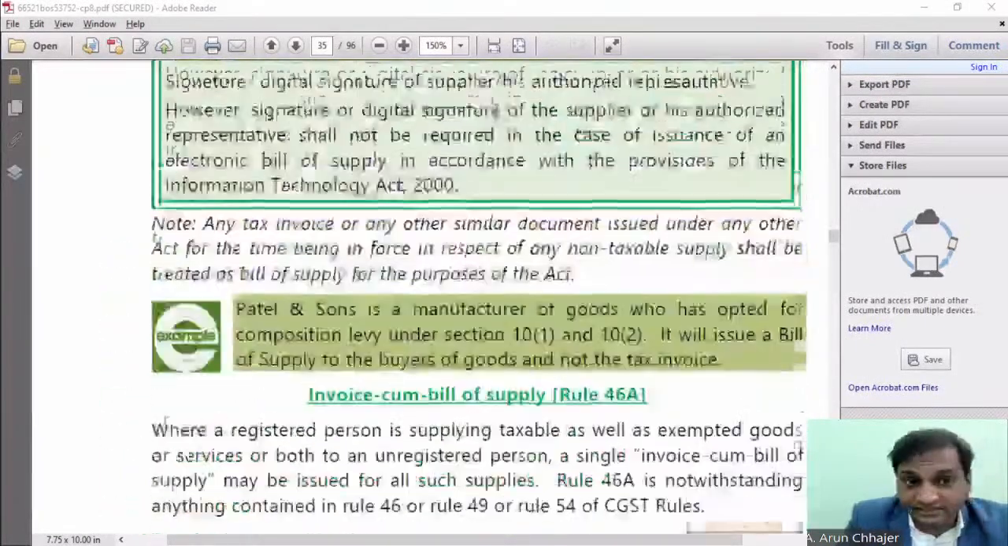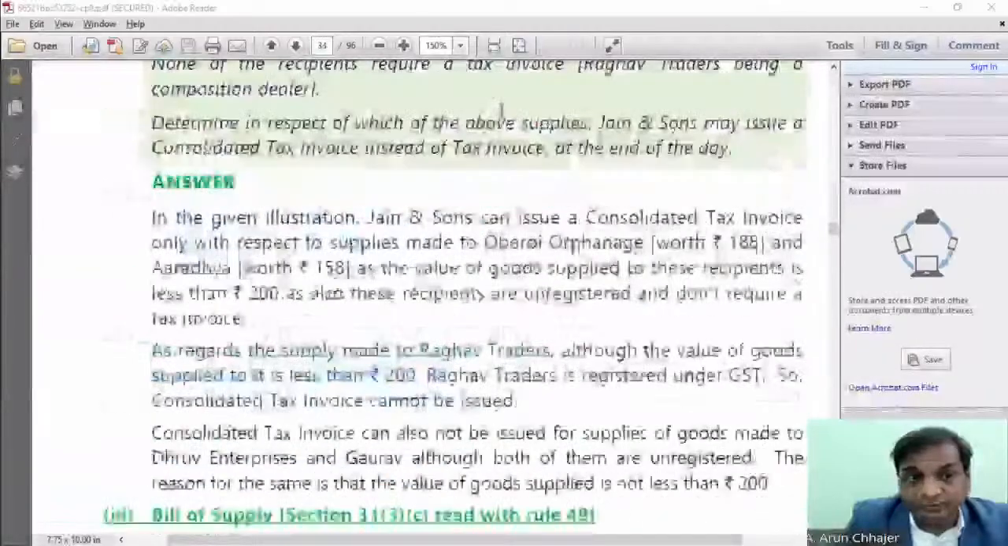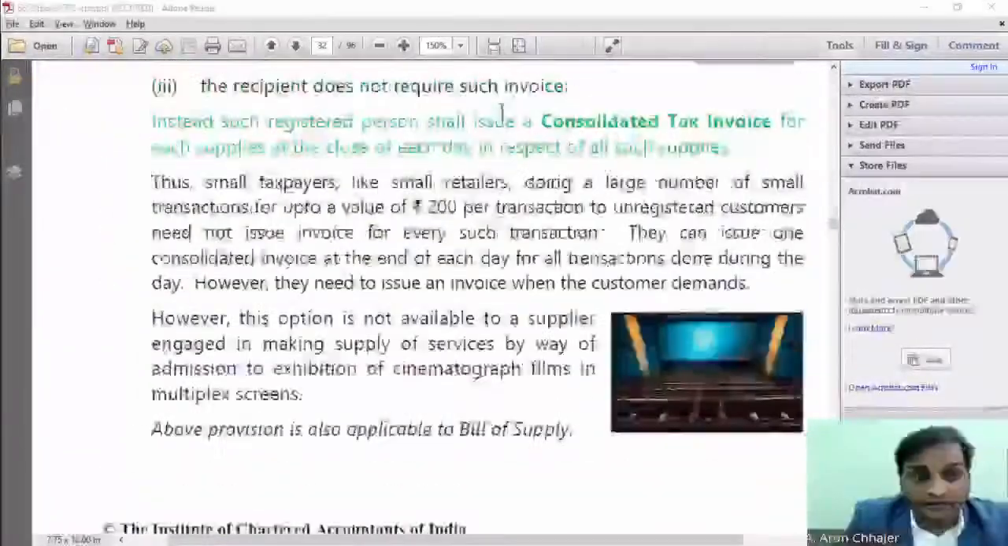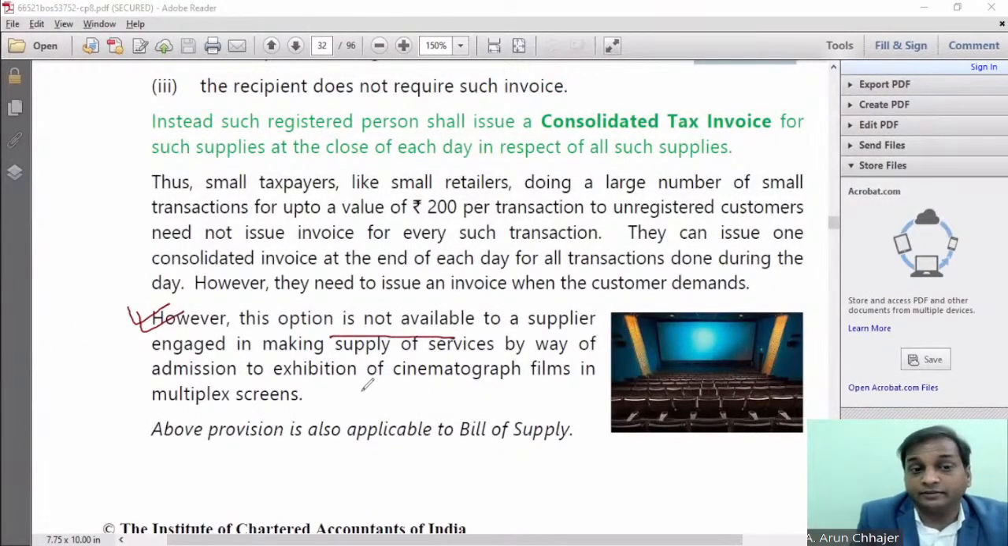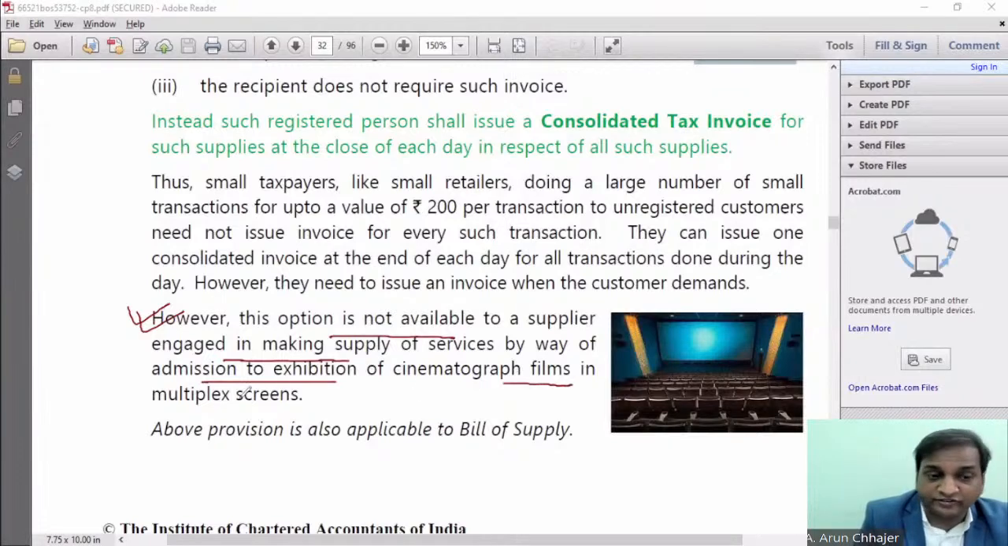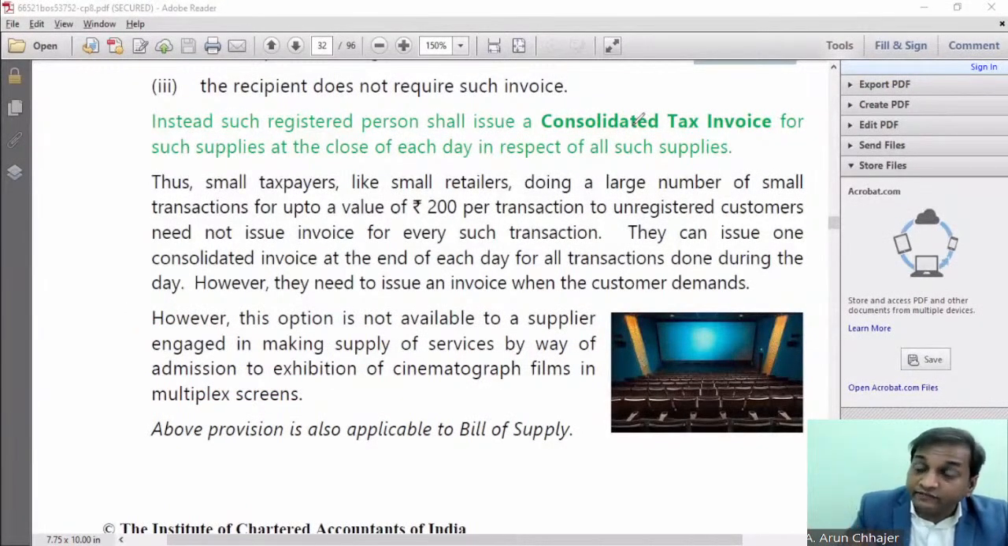I hope it is clear now. You were talking about this point. Let me go back. Only this exception, for which they have also asked a question: this option of consolidation is not available if the supplier is engaged in the supply of service by way of admission to cinematographic films in the multiplex screen. Meaning thereby, they have to issue the invoice individually for each transaction.